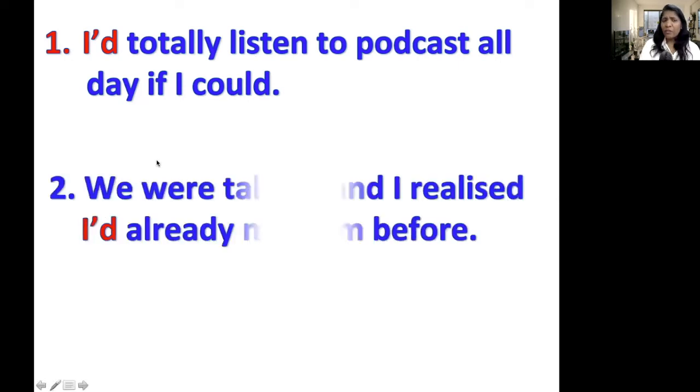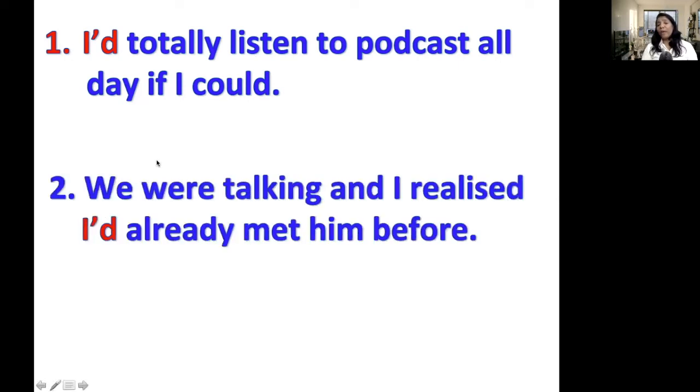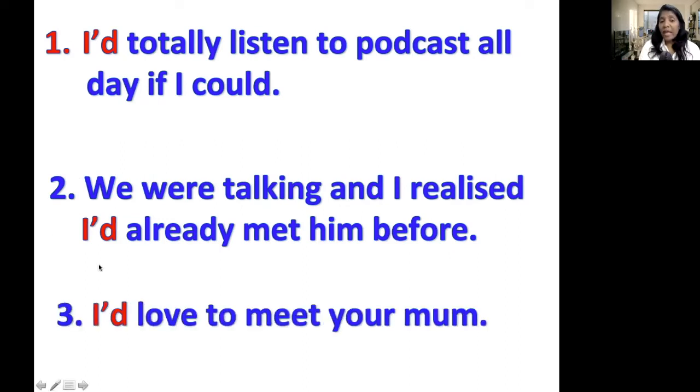The second question is: we were talking and I realized I'd already met him before. The third question: I'd love to meet your mom. Just write the answer, write the question numbers 1, 2, 3 as you did before, and just fill in the blank, write down whether it is had or would. Don't write the entire question, it consumes time.